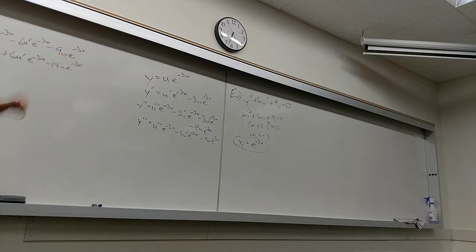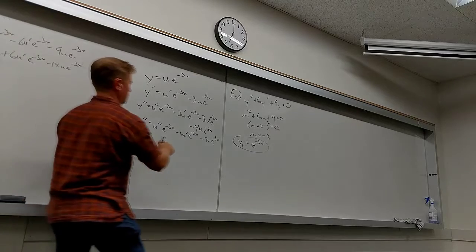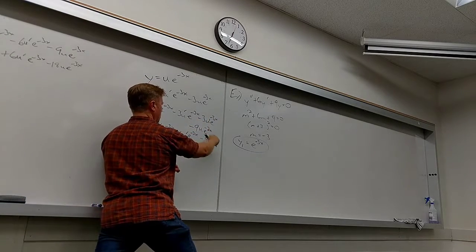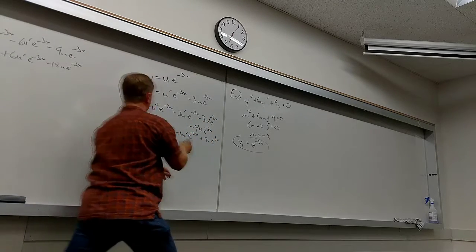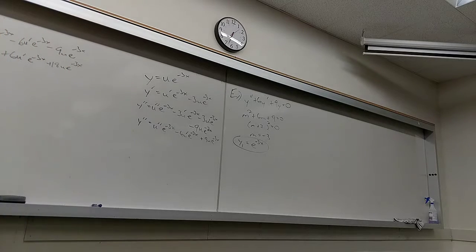Shouldn't that be plus 9u? Yeah. Oh yeah, because the negative 3 came down, but I had it written as a 3. Thank you. So that'd be plus 18. It's always a group effort. So then plus, finally, 9u.